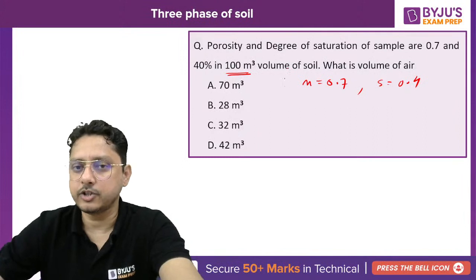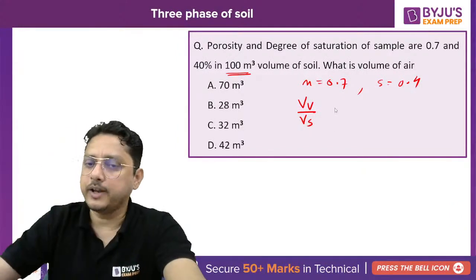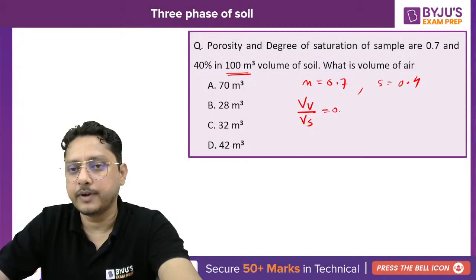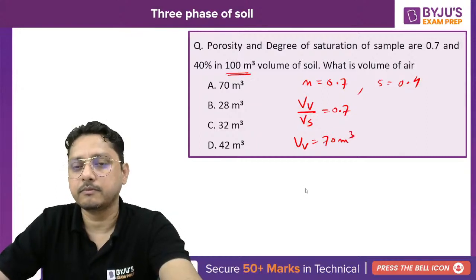What is the definition of porosity? Porosity is volume of void by volume of soil. Now volume of soil is already known to you, which is 100 meter cube. Hence, volume of void will become 100 into 0.7, that is 70 meter cube.